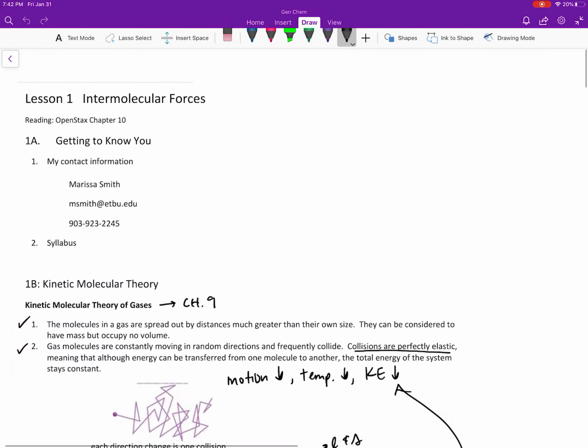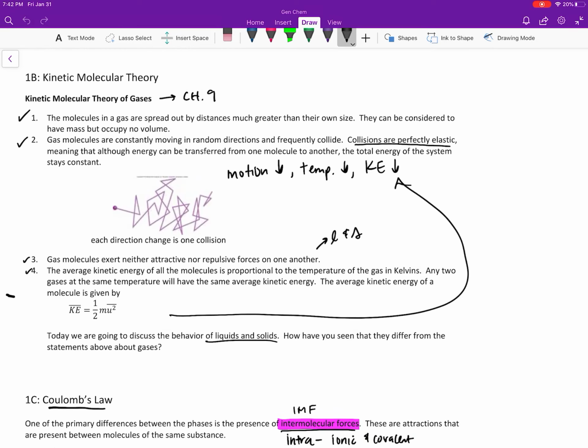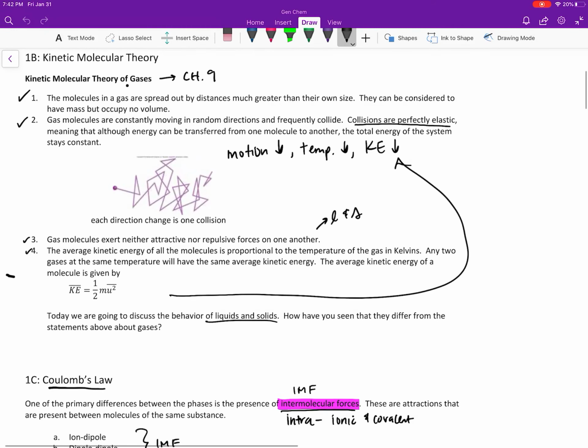Okay, so this is going to be a pretty quick run over the things we have covered since we have been in this semester together. So lessons 1 through 8, we're just going to go very quick. So we talked about the kinetic molecular theory and how it related to gases.